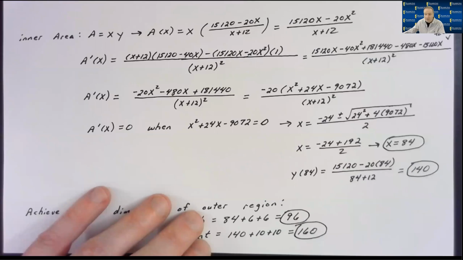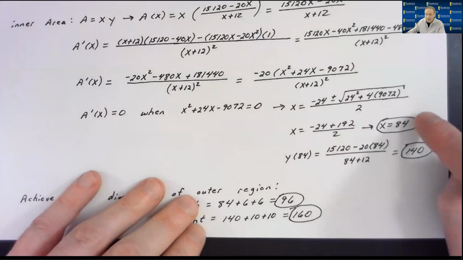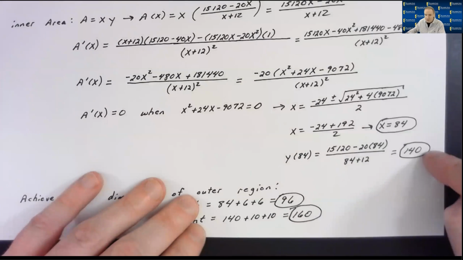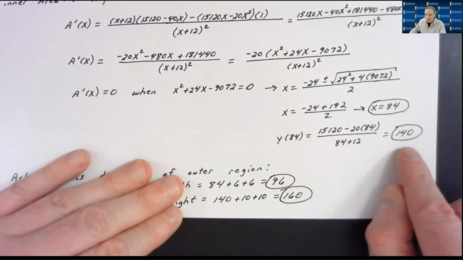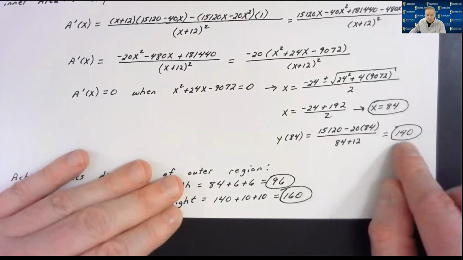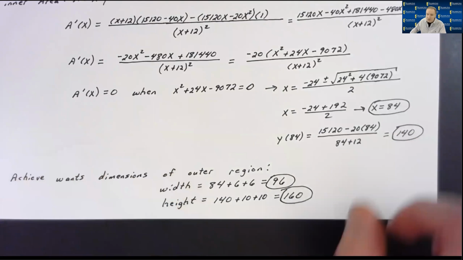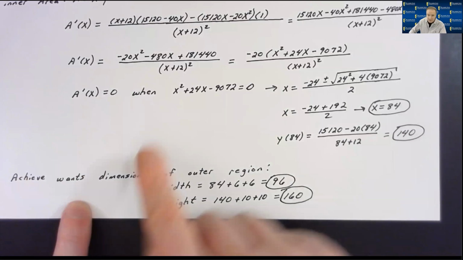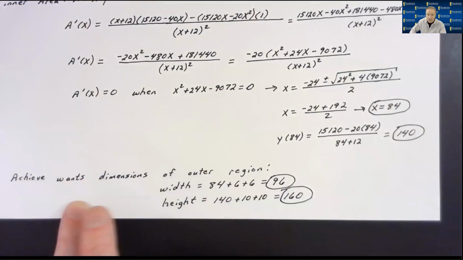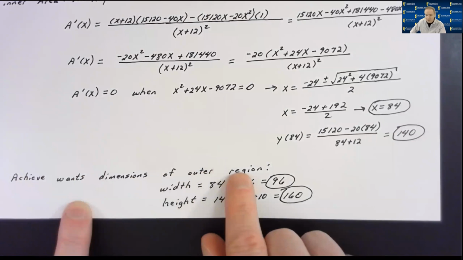Now, what I was thinking was, hey, then the area of the printed region, which you'd think would be the inside area, should have a width of 84 and a height of 140. I put those answers in. Achieve said no. What Achieve is wanting here, and I think that the wording is off, they're wanting the whole page. So Achieve wants the dimensions of the outer region.